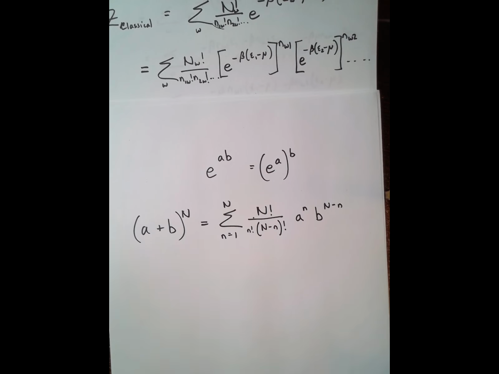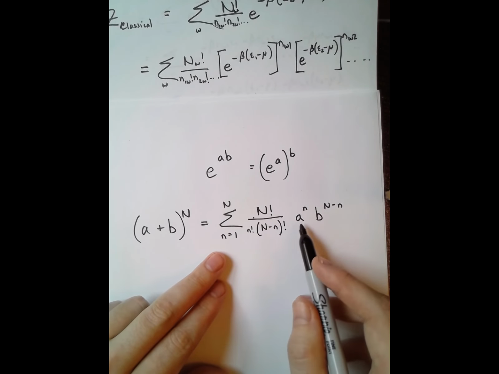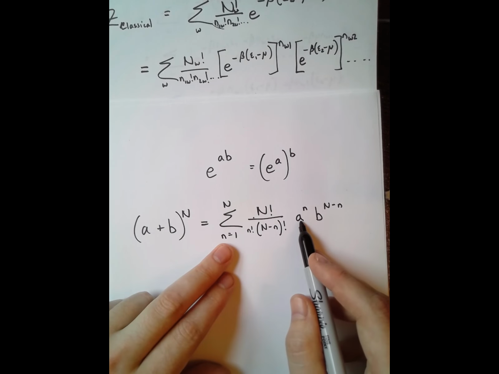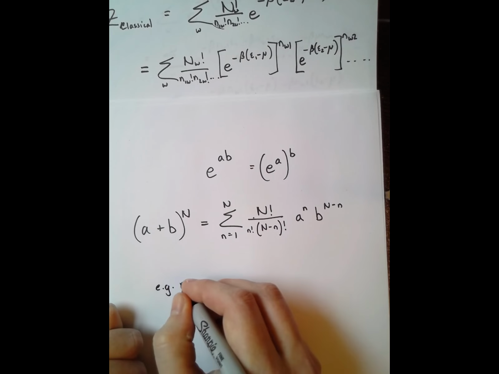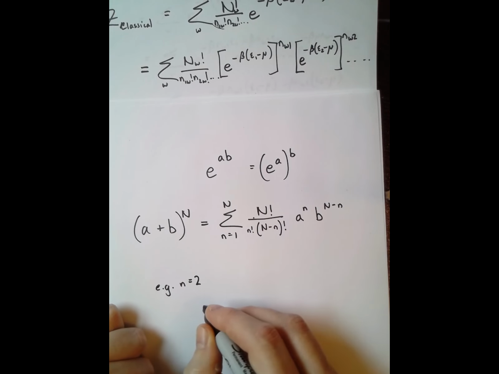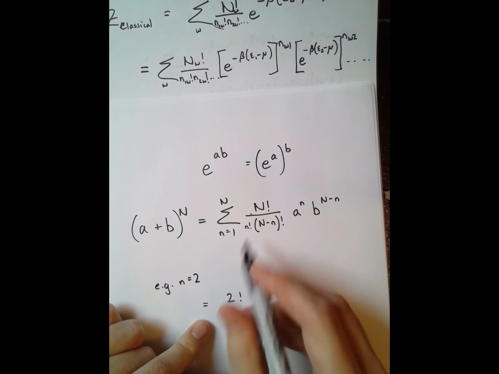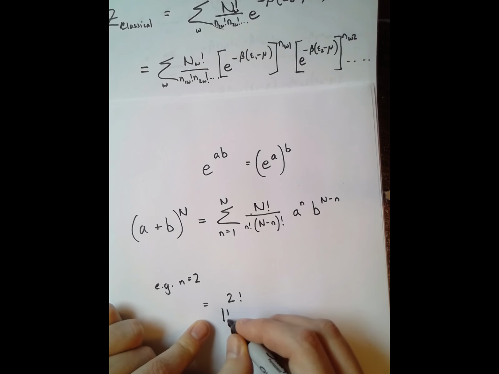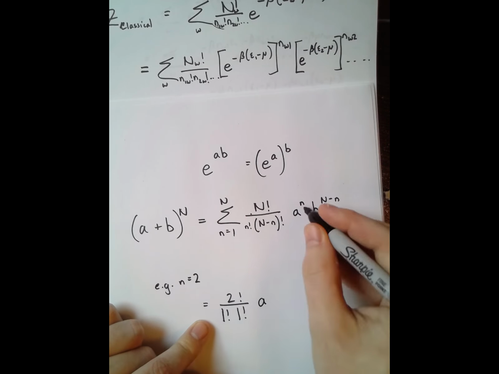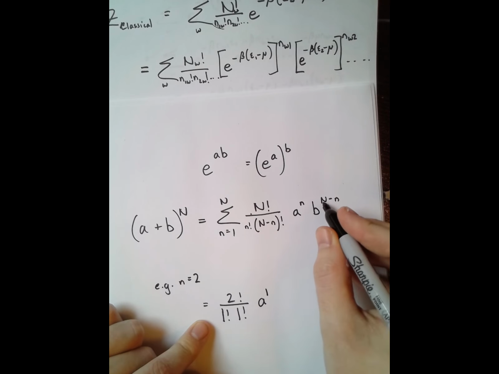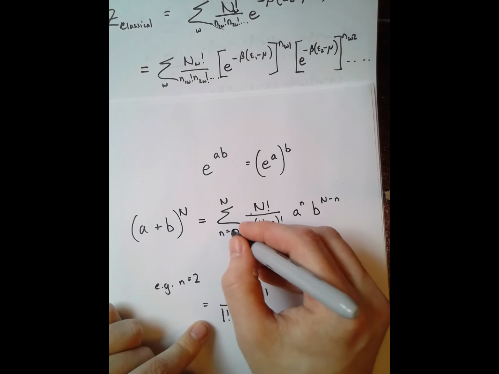For example, for N equal to 2, this gives you 2 factorial over, starting with n equals 1, you've got 1 factorial, 2 minus 1 is 1 factorial, and then you've got a to the 1 plus b to the 2 minus 1. So this should be 0.